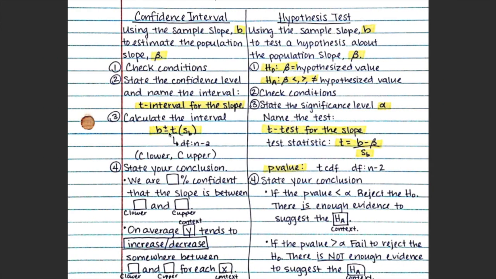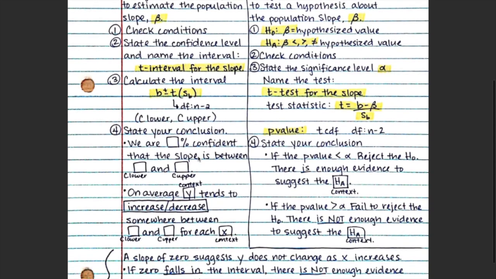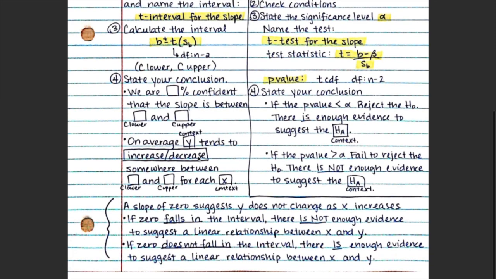And then when you subtract, you're going to get the lower end of your interval, and when you add, you're going to get your upper end. So now you have your interval, and then finally you're going to state your conclusion. So we are 95% confident that the slope is between blank and blank. And then of course you always want to have context in the problem, so you would say, on average, whatever your y is tends to increase or decrease, depending on whether you got positive or negative values, somewhere between blank and blank for each x. And again, remember to write that in context.